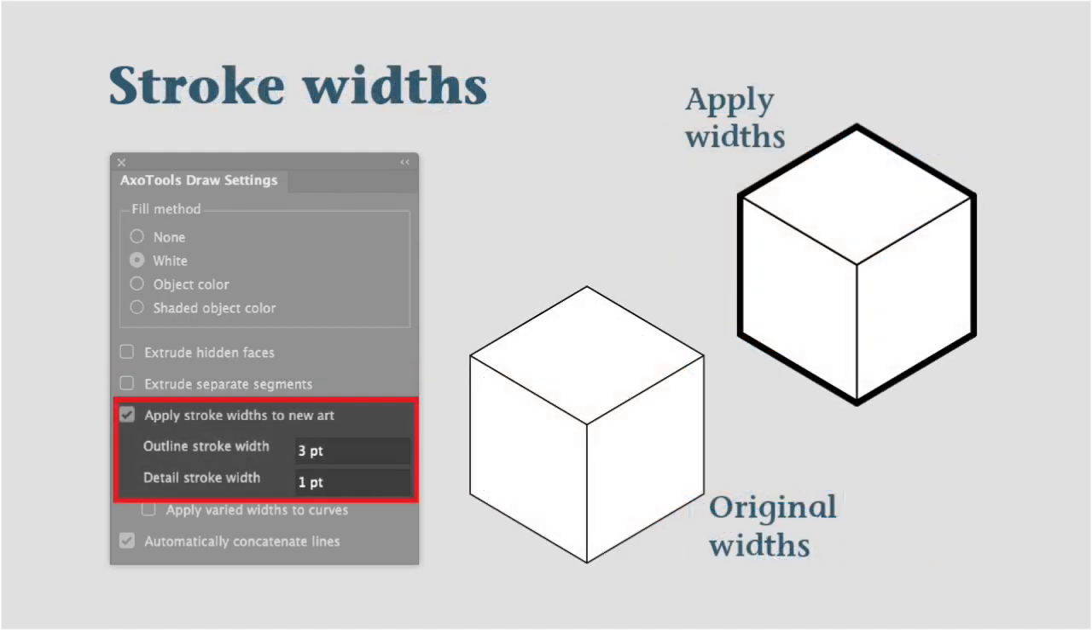Stroke widths can be automatically assigned when extruding or projecting according to whether the line represents a heavy outside edge or a thin joint between the surfaces. AxoTools Line and Arc tools use the document default stroke unless this option is checked.